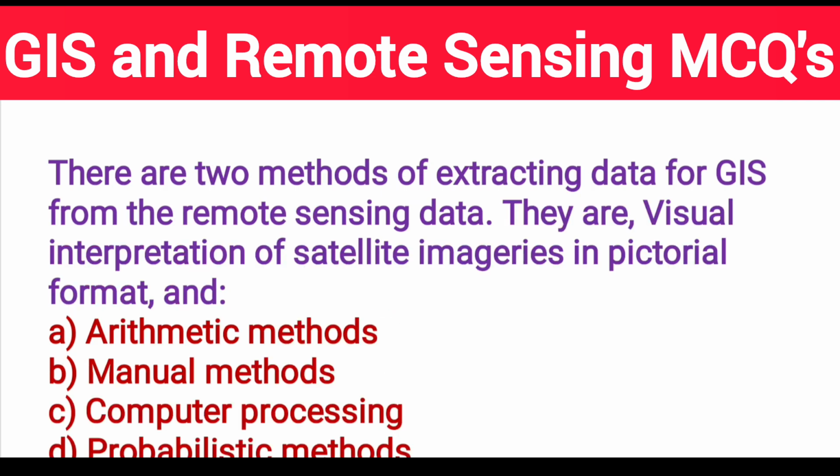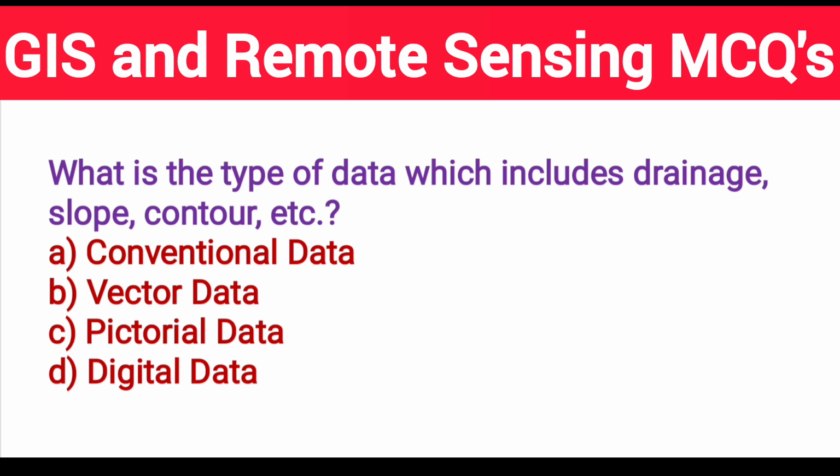Next question, there are two methods of extracting data for GIS from the remote sensing data. They are visual interpretation of the satellite imageries in the pictorial format and option A, arithmetic method, option B, manual concept, option C, computer processing, option D, probabilistic method. So the correct answer is option C, computer processing. Next question, what is the type of data which includes drainage, slope and contour etc.? Option A, conventional data, option B, vector data, option C, pictorial data, option D, digital data. So the correct answer is option A, conventional data.